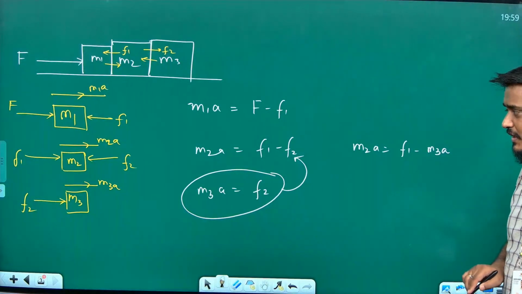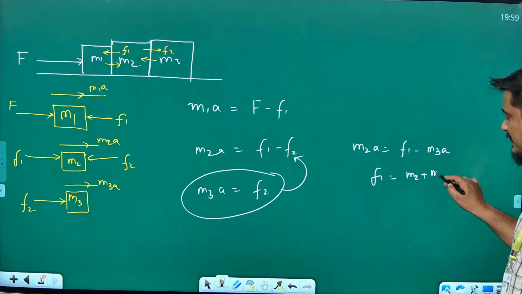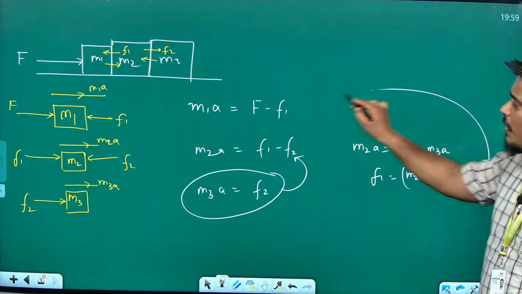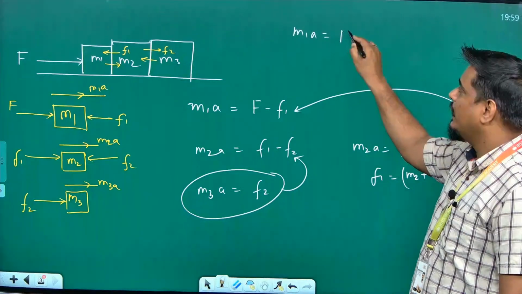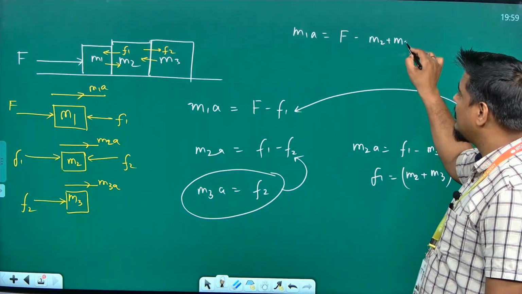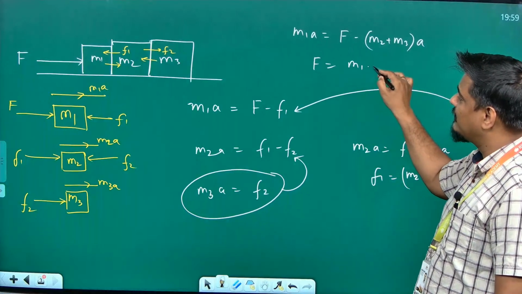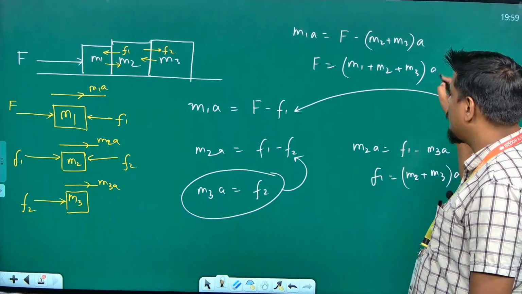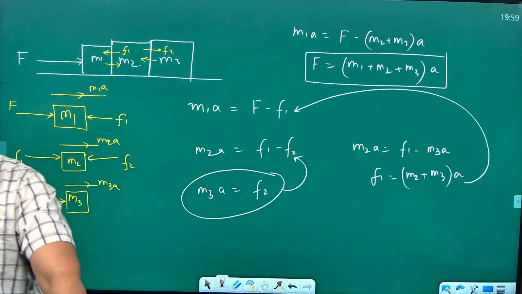Do you agree with me? And from here you will get F1 is equal to M2 plus M3 into A. Do you agree with me? This F1 value I am going to put here, and I am going to get M1A is equal to F minus M2 plus M3 into A. Rearrange it, you will get F is equal to M1 plus M2 plus M3 into A, same as the previous thing. So the acceleration of the body will become equal to F by M1 plus M2 plus M3.